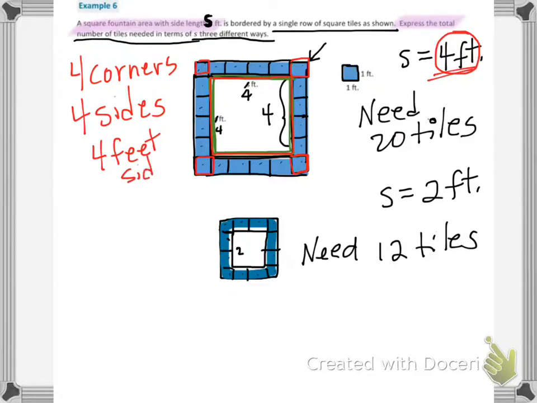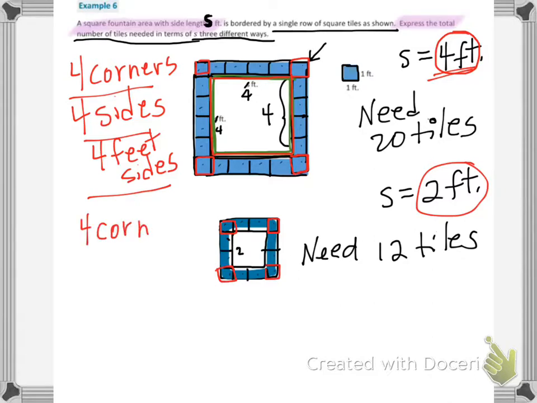So that's here. Then we look down here, where s equaled 2 feet. Again, we had 4 corners. Maybe I'll do this in green. So 4 corners. Again, we had 4 sides.